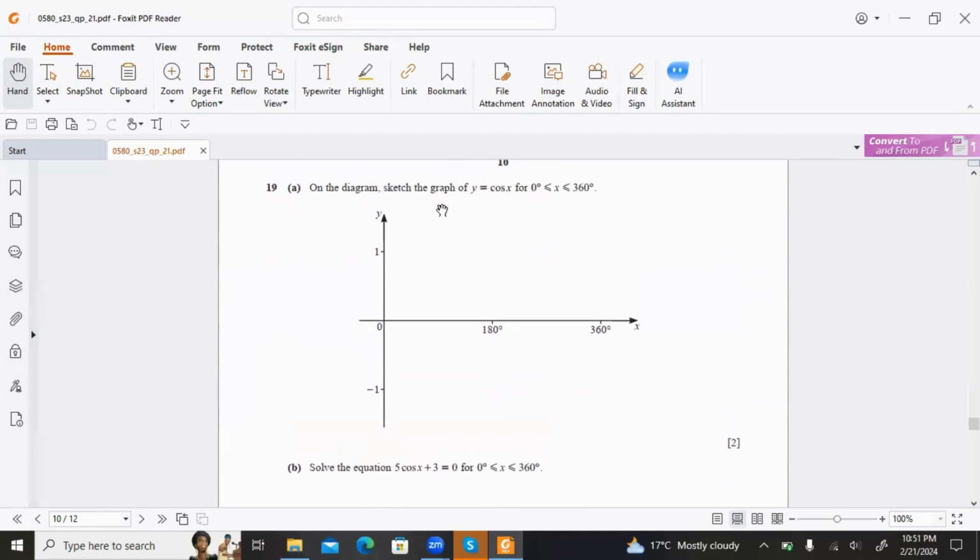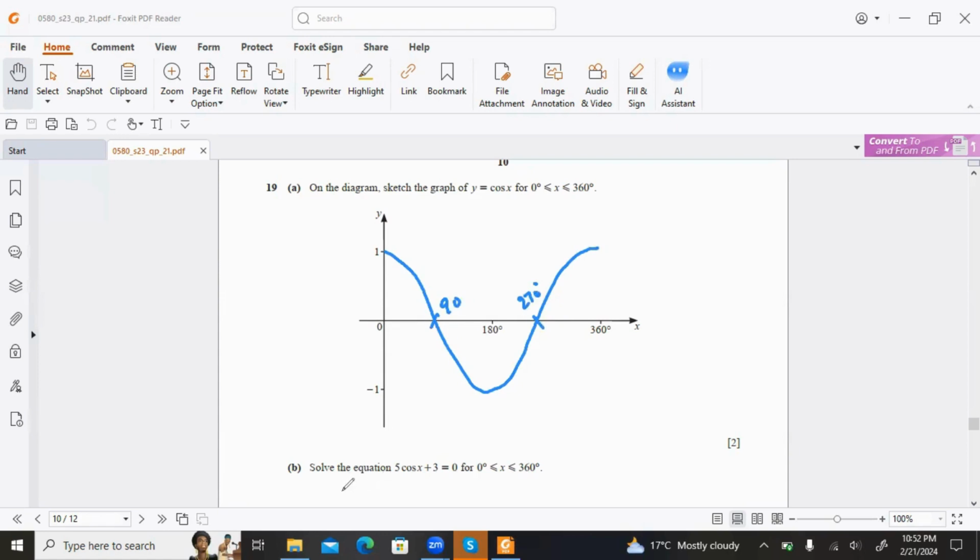Question 19. On the diagram, sketch the graph of y equals cos x from 0 to 360. What you need to remember is that in a cos graph, your maximum value is 1 and your minimum value is -1. You start from your maximum value like this, and your minimum value is at 180. Your intersection points are at 90 and 270.